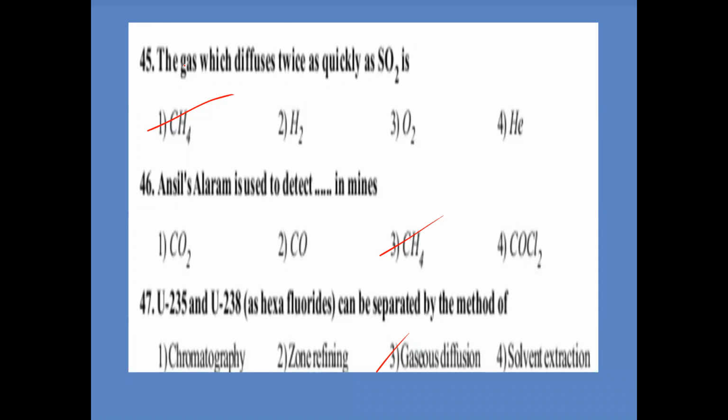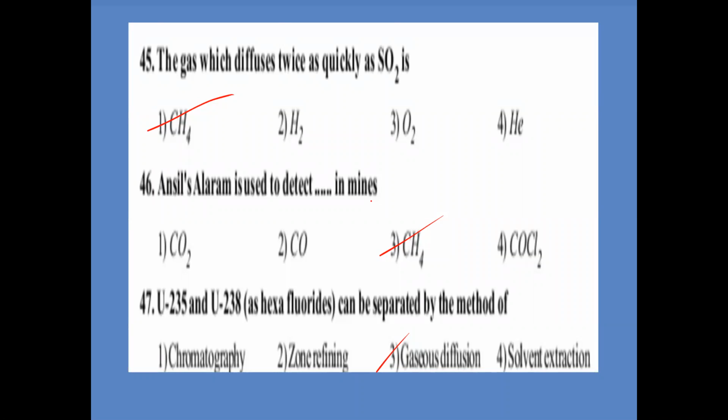Next, Ansell's alarm. Ansell's alarm is used to detect dash gas in mines, in coal mines. In coal mines, when we are digging the coal, what happens? Some poisonous gas called marsh gas will be released. In coal mines, which gas is released? Poisonous marsh gas. Marsh gas is nothing but methane.